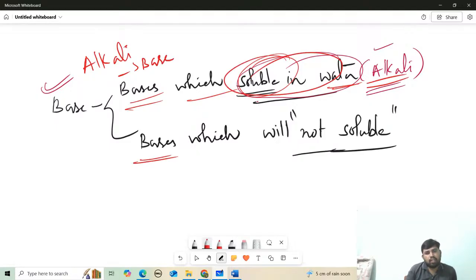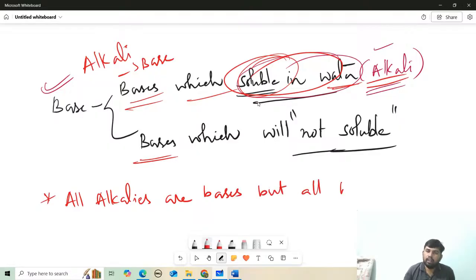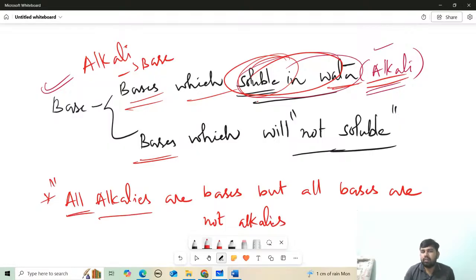What about bases? They are just bases only. So we have one statement. What is the statement? All alkalis are bases, but all bases are not alkalis. What does it mean, sir? Let's understand. Whatever alkalis are there, all are soluble in the water. All alkalis are soluble in water, but all bases will not be soluble in the water.